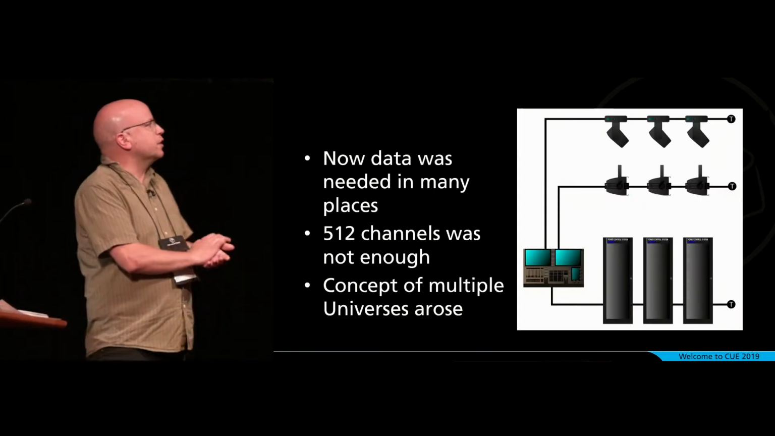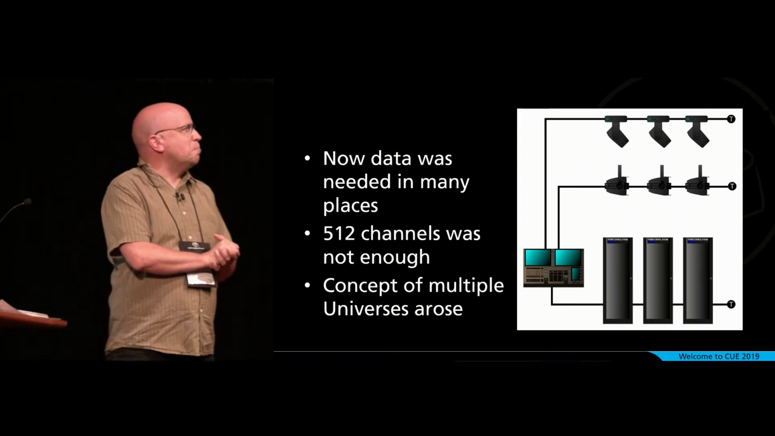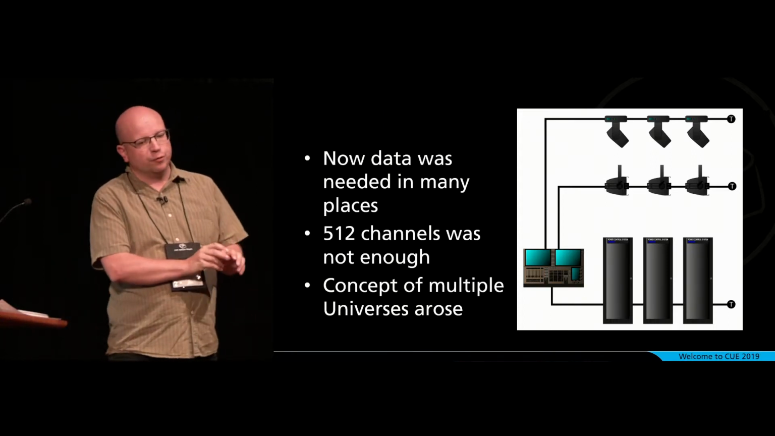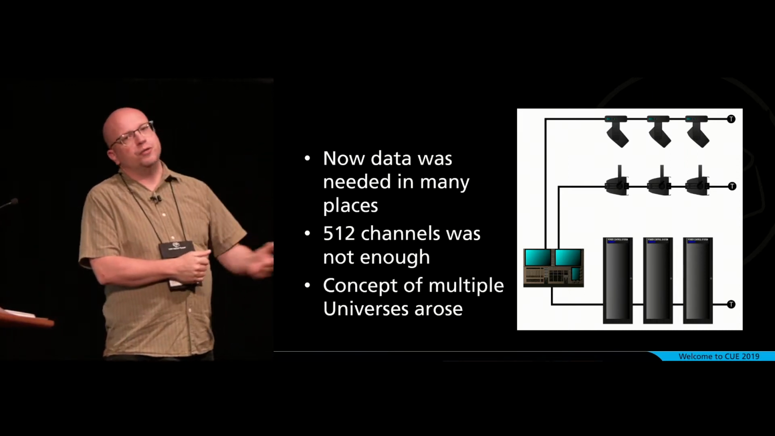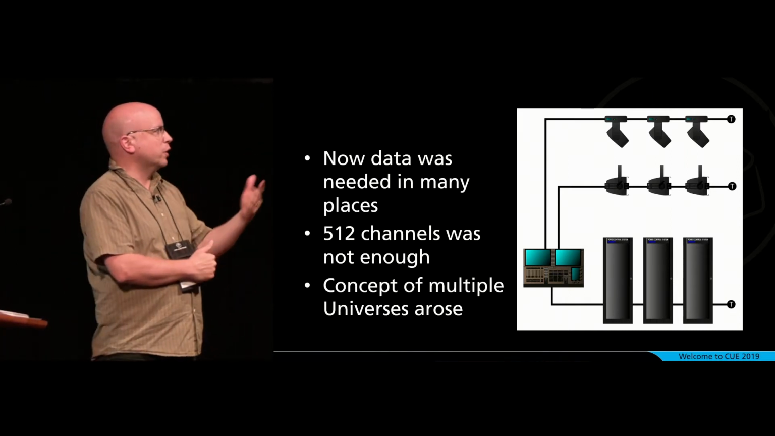So we started doing things a bit more like this. Now we've got multiple lines of DMX coming from the controller. It's got multiple outputs. You might have one going to some moving lights, one going to some LEDs, and one going to some dimmers.